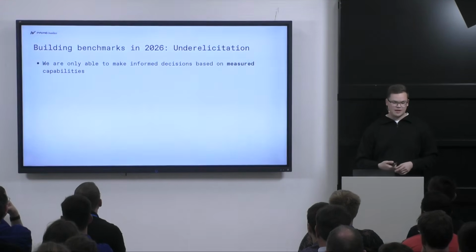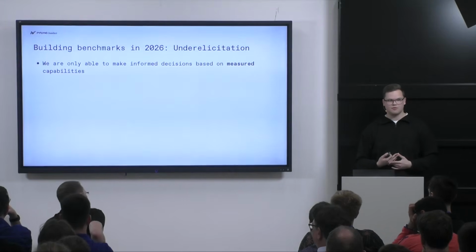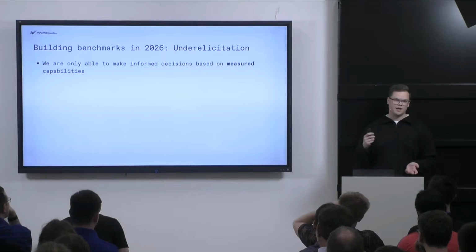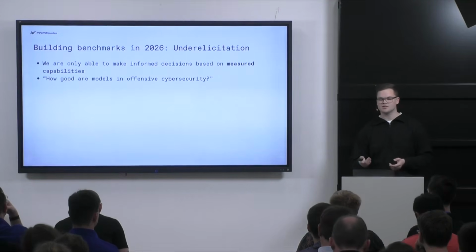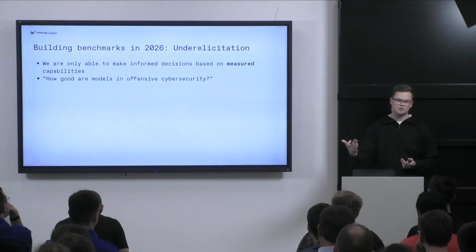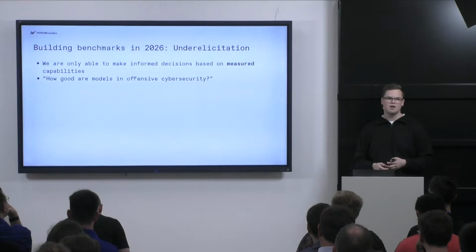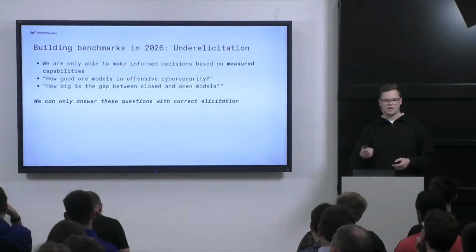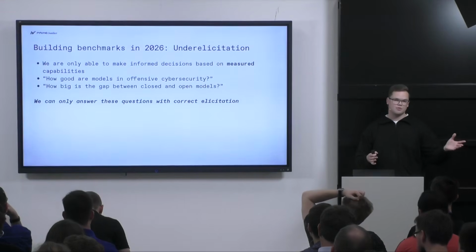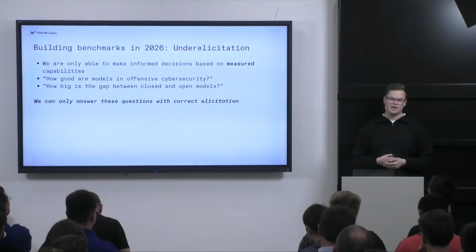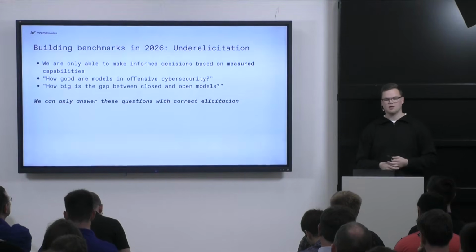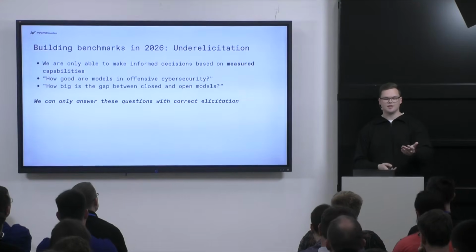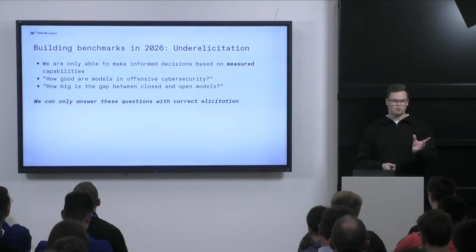Again, I think the biggest problem we have in the benchmarking space is that we are only able to make informed decisions based on what we measure, and that measurement has to look into the correct elicitation. So we need to use the models correctly and push them as hard as we can to answer questions like how good they are at offensive cybersecurity, or how big the gap is between open and closed models. Only if we are able to answer these questions can we make informed decisions, which for cybersecurity means different things than answering how wide the gap between open and closed models is.